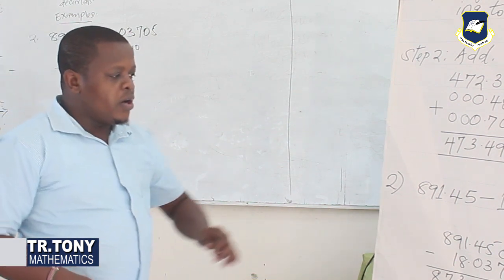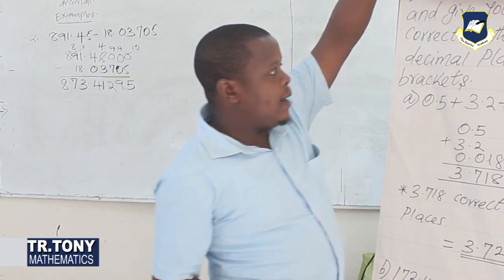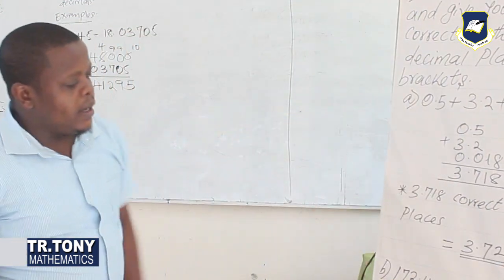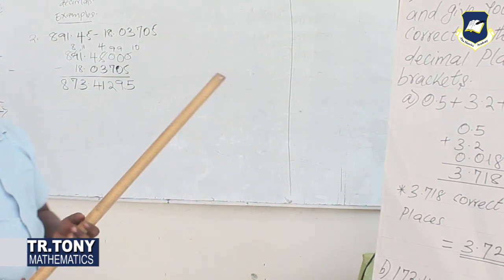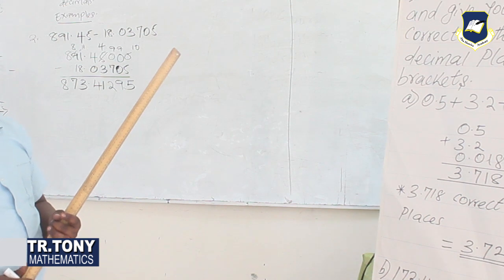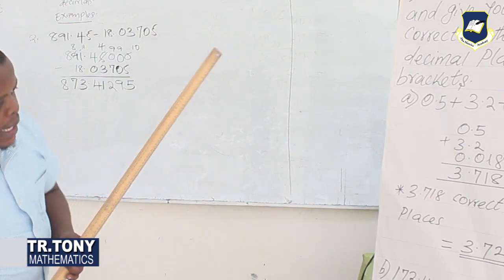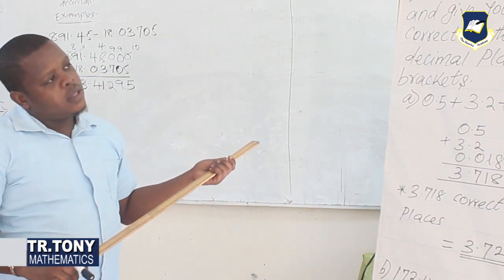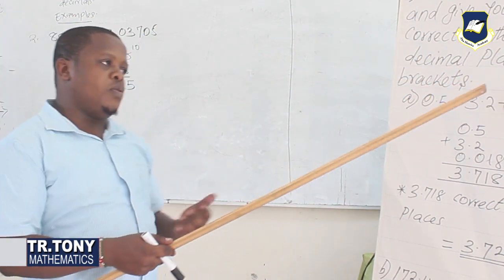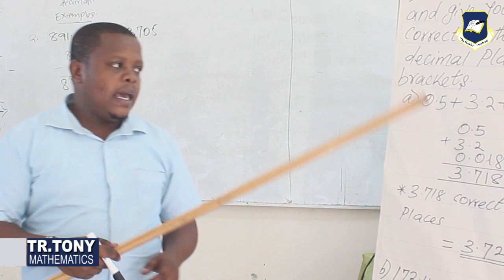We move on to our example number 3. Our example number 3 reads, work out the following and give your answer correct to the number of decimal places in the brackets. I repeat, work out the following and give your answer correct to the number of decimal places in the brackets. A.